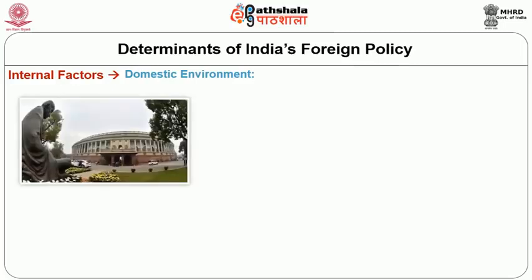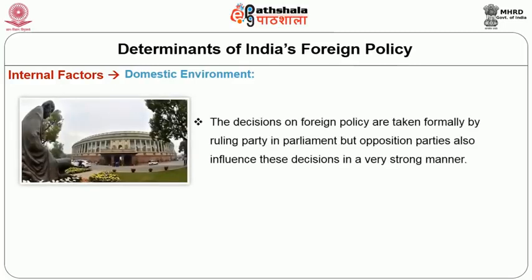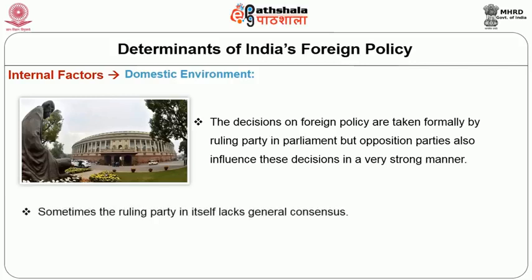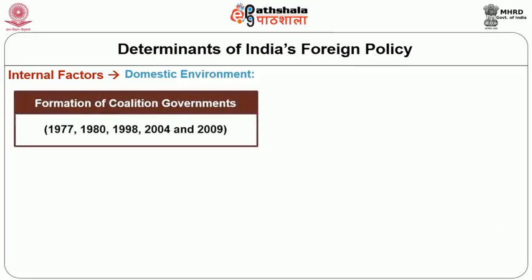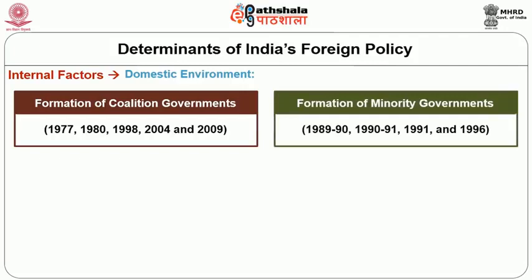Though in a parliamentary system like India, the decisions on foreign policy are taken formally by the ruling party in parliament, opposition parties also influence these decisions in a very strong manner. Sometimes the ruling party in itself lacks general consensus. In a multi-party system, it becomes necessary for a reasonable foreign policy to be based on general consensus. The formation of coalition governments so many times in the last 2 decades and the formation of minority governments at the center has been the main reason of this.